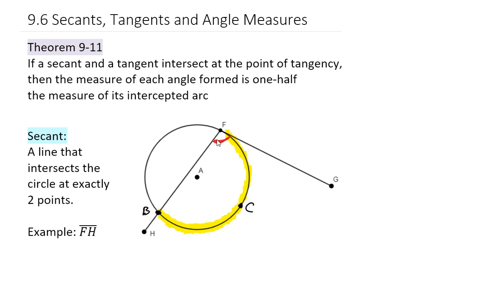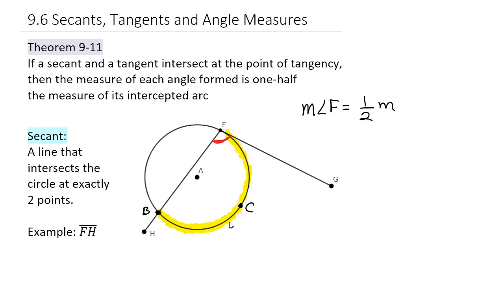Okay, so we have that this secant FH intersects the tangent FG at the point of tangency, which would be at F. So the theorem says that each of the angles that are formed, and here I am showing one, the relationship between that angle and the arc that it intercepts would be half, just like the inscribed angles. So here I'll be able to make the conclusion that the measure of angle F should be equal to half the measure of arc from F all the way over to B.